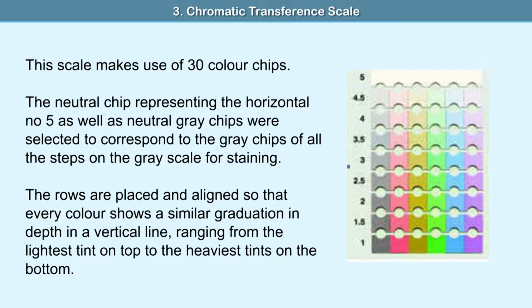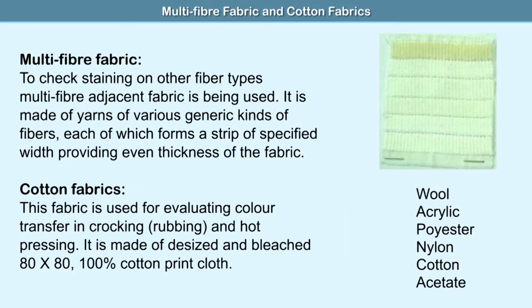The standard undyed fabrics used in the color fastness testing are multi-fiber and 100% cotton. Multi-fiber fabric: to check staining on other fiber types, multi-fiber adjacent fabric is being used. It is made of yarns of various generic kinds of fibers, each of which forms a strip of specified width, providing even thickness of the fabric.